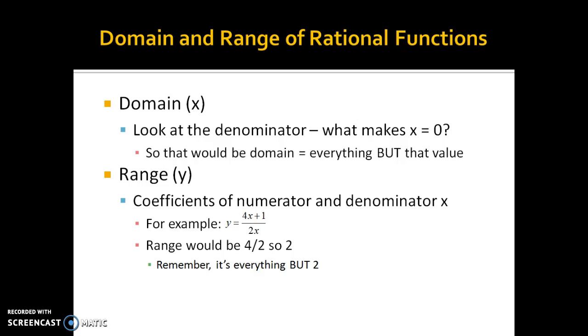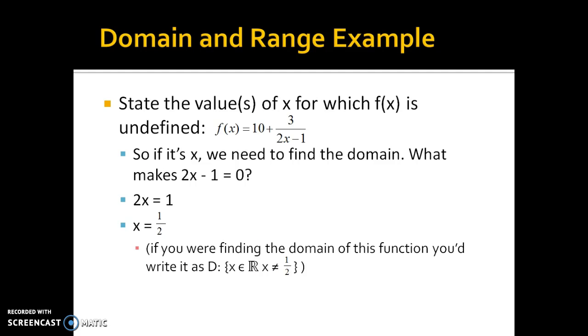So here's an example from the book, page 80, number 3. The question is, state the values of x for which f of x is undefined. So we need to find the domain. What makes this denominator 2x minus 1 equal 0? It's very simple algebra: move over the 1, so 2x equals 1, and then divide by 2, so x equals 1/2. That means the domain is everything but 1/2, and you write it below: the domain is x is all real numbers except for 1/2.